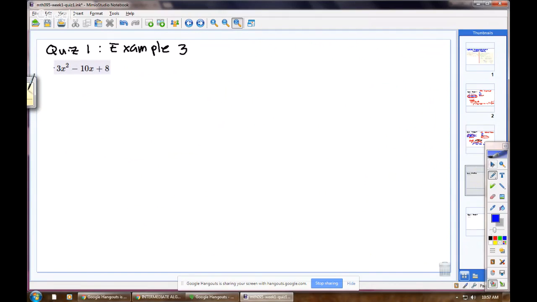Now here, this one has a 3x squared, so I'm not going to do factor by guessing on this because I'm probably going to get it wrong the first couple of times. Here, what I'm going to use is called the AC method, sometimes called factor by grouping.